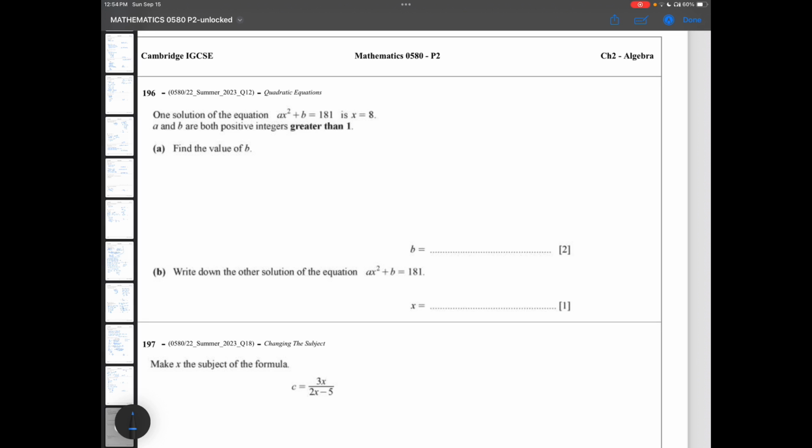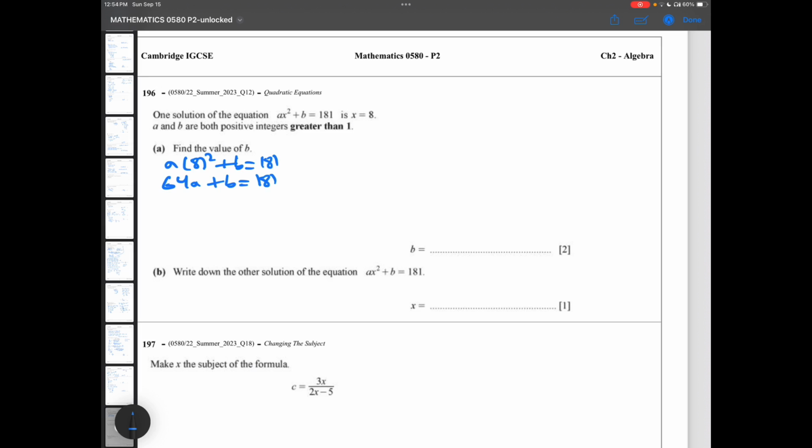Let's put 8 in this equation. In place of x, I will write 8. a times 8 squared plus b is equal to 181. 8 squared is 64. 64 multiplied by a, 64a plus b is equal to 181. Now a and b are both positive integers greater than 1. So let's put in values.